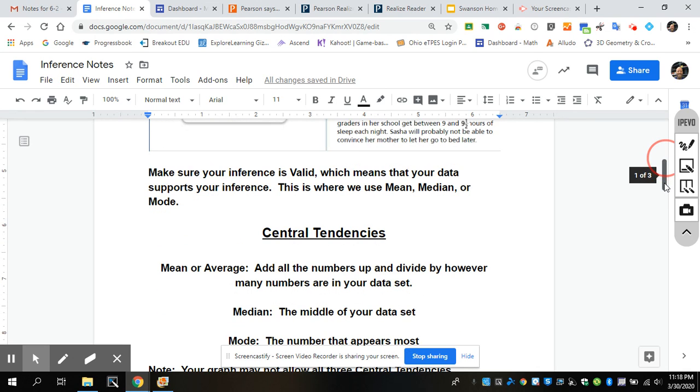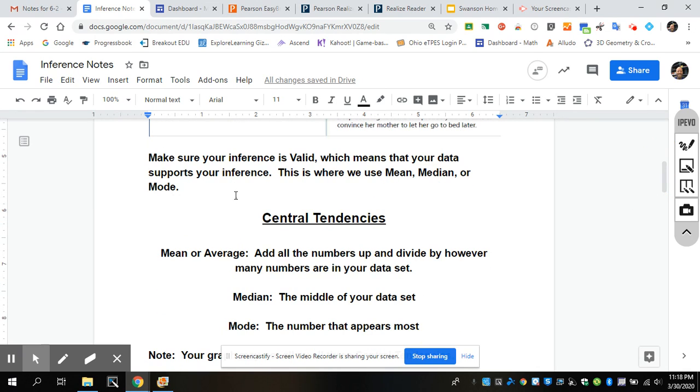We want to make sure that all of our inferences are valid, which means that your data supports your inference. Data supports it. That's why we're using the mean, median, and mode to help support our inference. Okay?